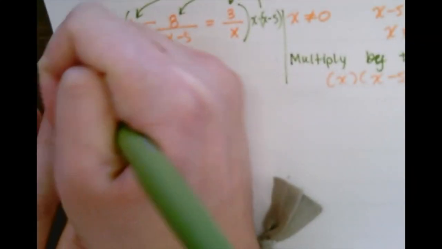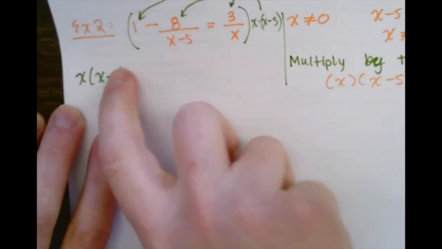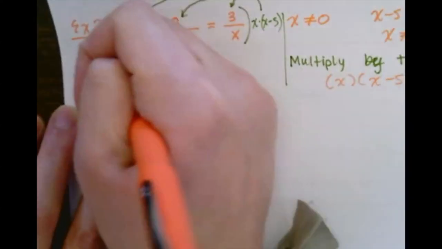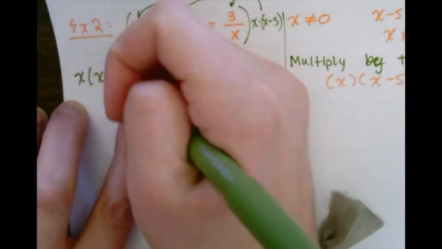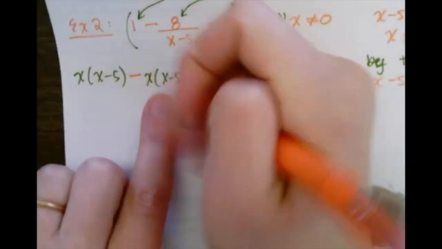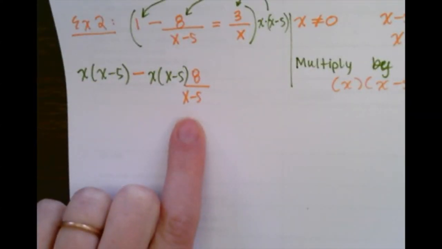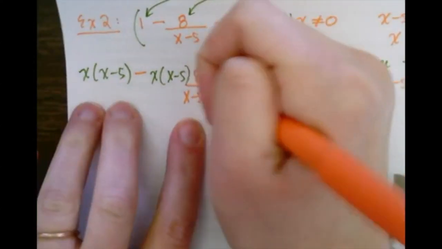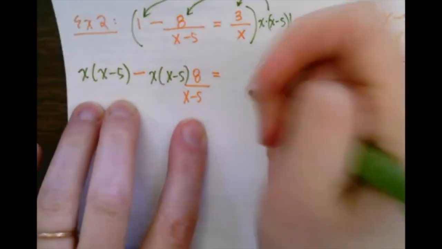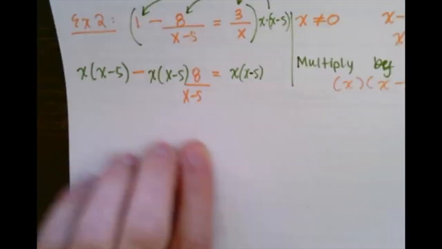That 1 we don't even really need, so I'm just going to leave it. So that's multiplied by the 1. And then we have minus, I'm going to do my x and x minus 5 again, but then I'm writing 8 over x minus 5. And that's equal to my x and my x minus 5 times 3 over x.